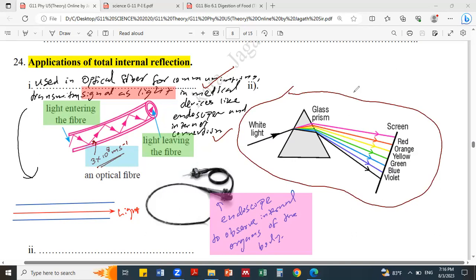Dispersion of light into 7 colors. That means rainbow. We call it dispersion. Dispersion of light into 7 colors by a glass prism.